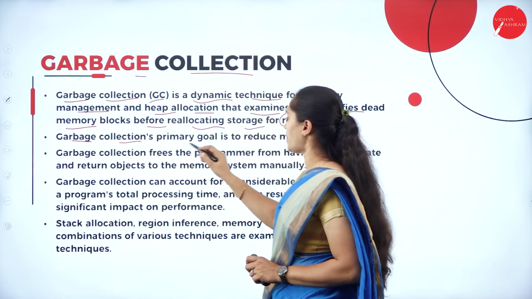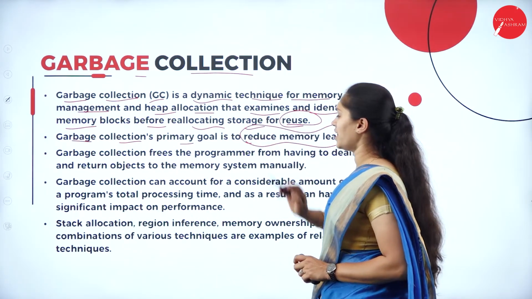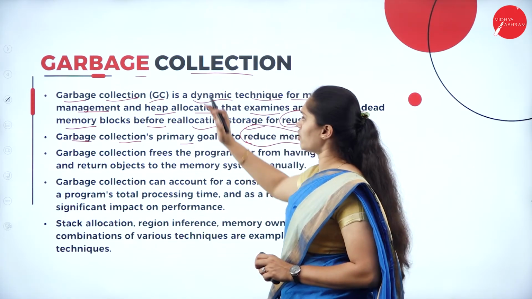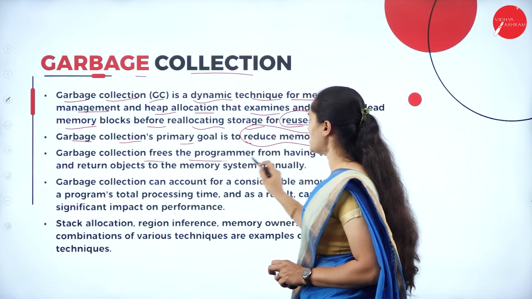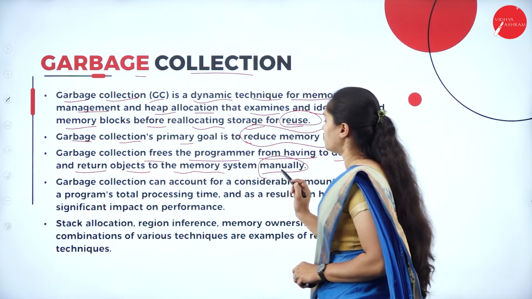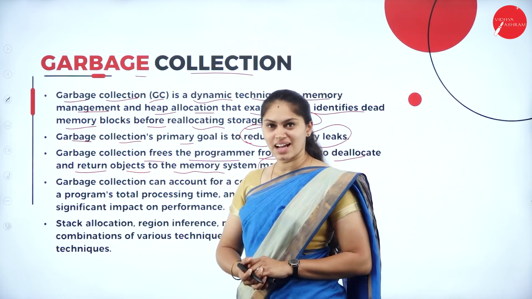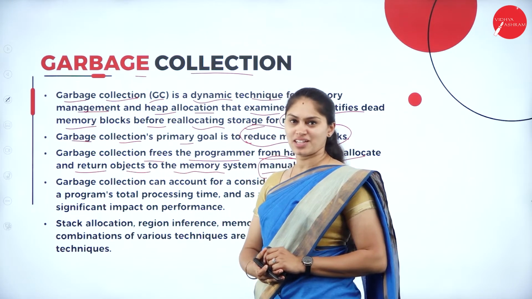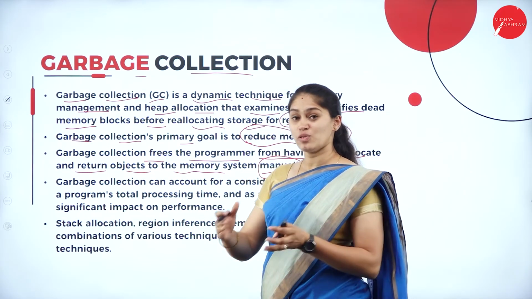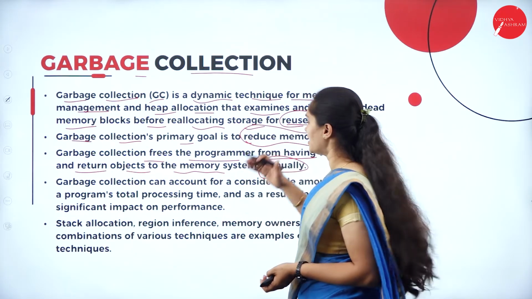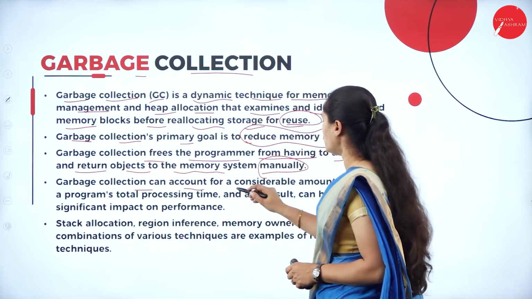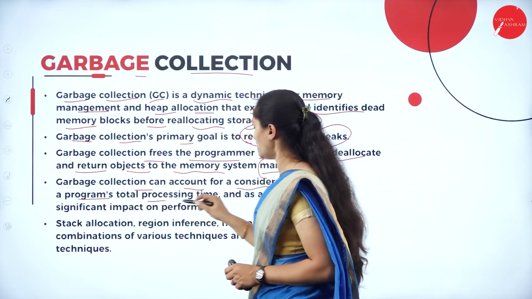Garbage collection's primary goal is to reduce memory leaks. Memory should not get wasted, so that needs to be utilized properly. That is the main goal of garbage collection, and it frees the programmer from having to deallocate and return the objects to the memory system manually. As I told earlier, this is an automatic way of managing the memory resources, so that whatever objects got resources, once the usage of those resources is over, they will be freed by this garbage collection technique, and it can account for a considerable amount of a program's total processing time.